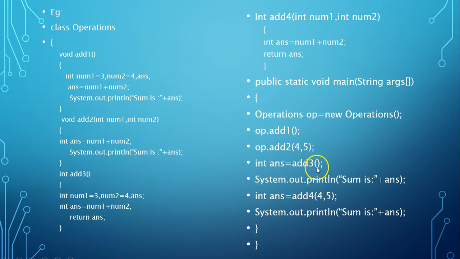Then I call add3, wherein no parameters are passed, but it is returning a value which will be stored in this integer variable whose answer I am printing. And then I call add4, which again is accepting 2 parameters. So 4 and 5 are the values that I am passing. 4 gets stored in num1, 5 gets stored in num2, and it is returning a value which has to be stored in an integer variable whose value is being printed. Again, answer over here is different from the answer variable created in add3 and add4.